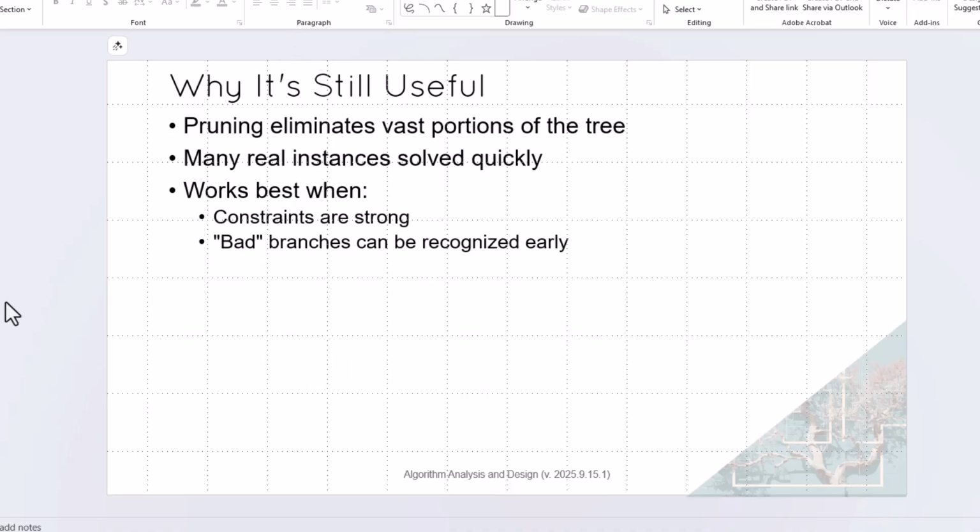So why is it still useful? Complexity consideration. Pruning eliminates vast portions of the tree. Many real instances are solved. It works best when the constraints are strong and bad branches can be recognized early.